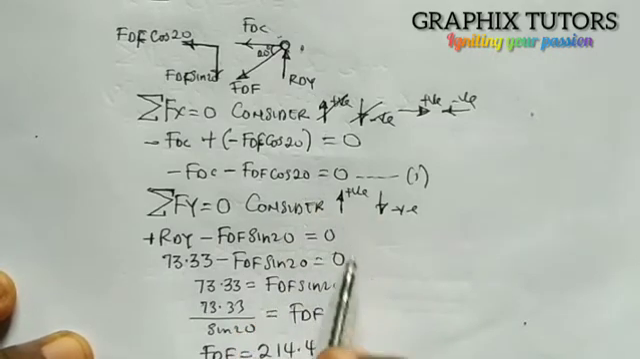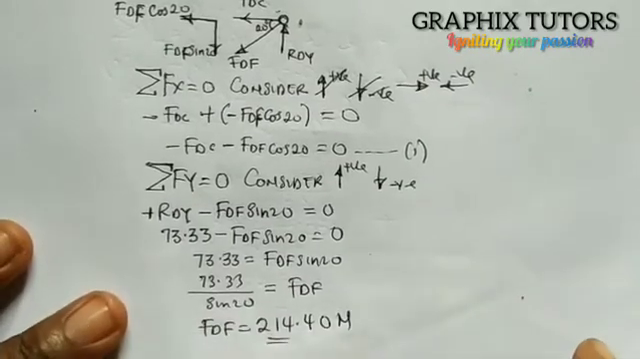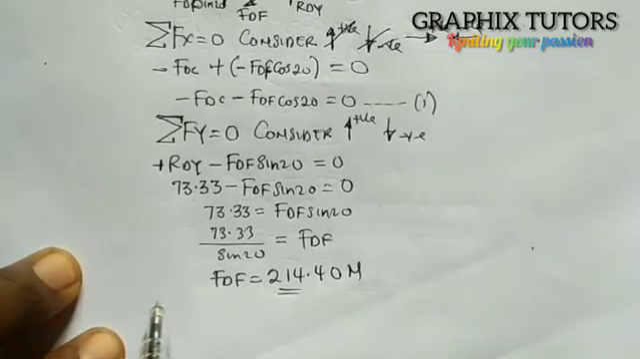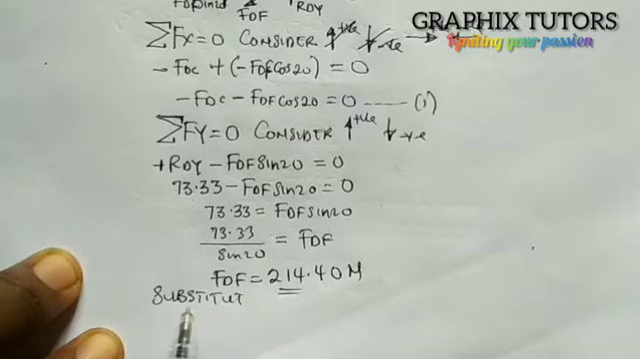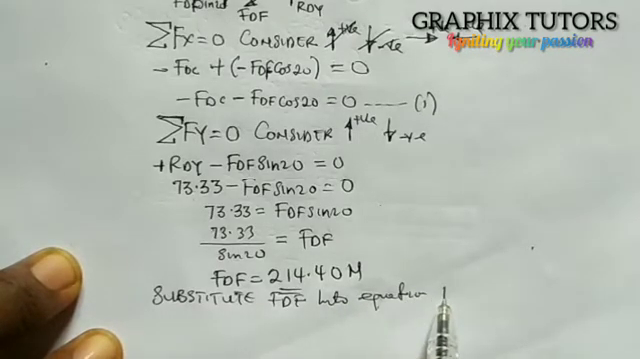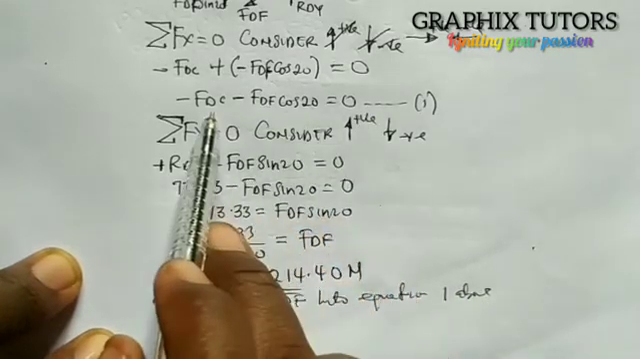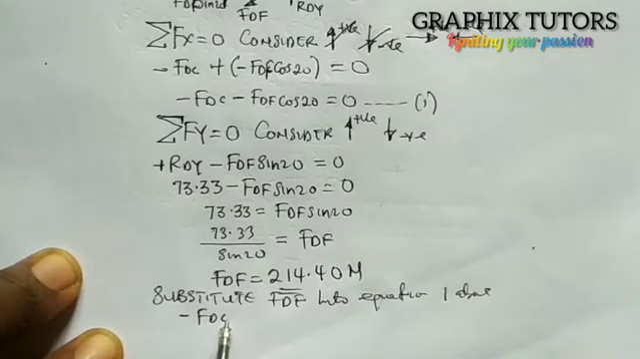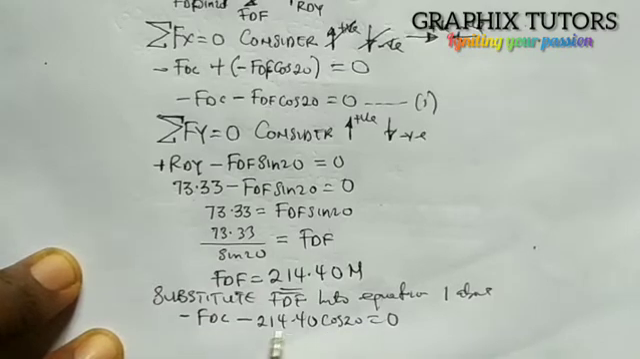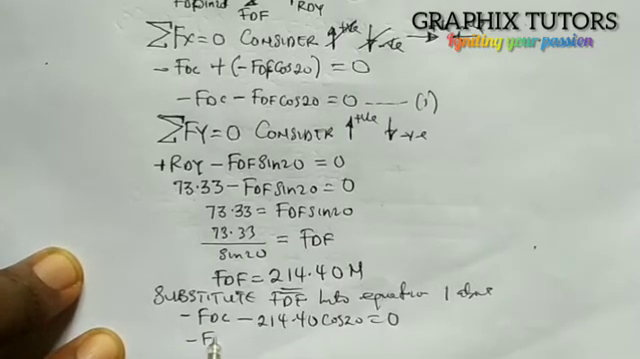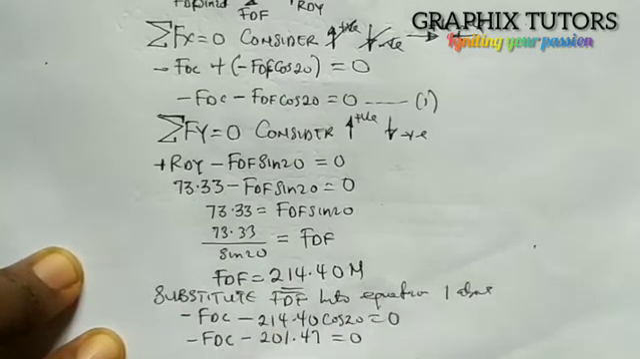Since you've gotten your FDF, you put it in equation 1 to get your FDC. So I'll substitute FDF into equation 1 above. We have minus FDC minus 214.40 cos 20 equals 0. Multiplying 214.40 by cos 20 gives us 201.47. So minus FDC minus 201.47 equals 0.